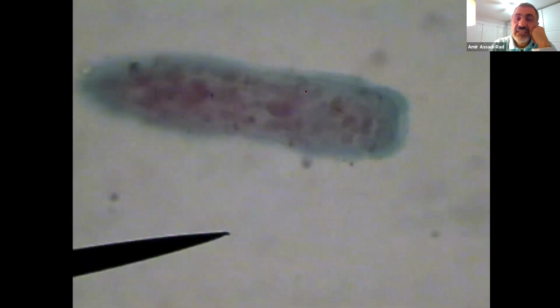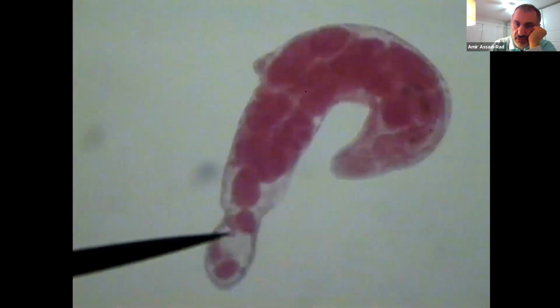Okay, this is the cercaria of Fasciola hepatica. It's not branched. Look at the tail. The tail is straight. This is miracidium, which comes out of the egg of Fasciola hepatica. This is redia, and inside of it you have the cercaria, redia of Fasciola hepatica.